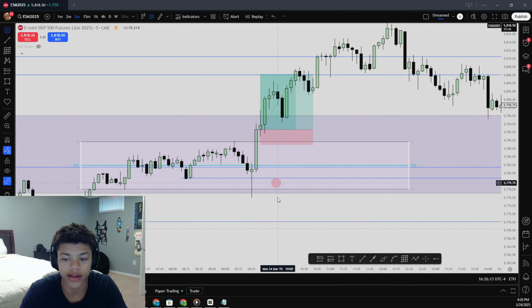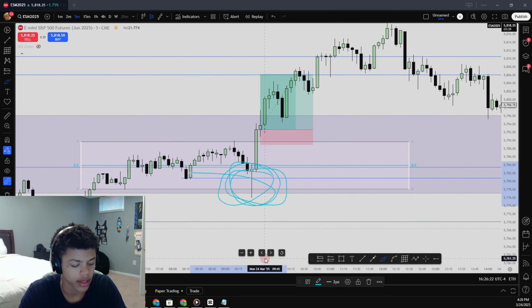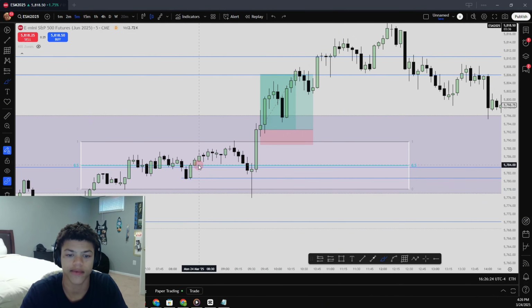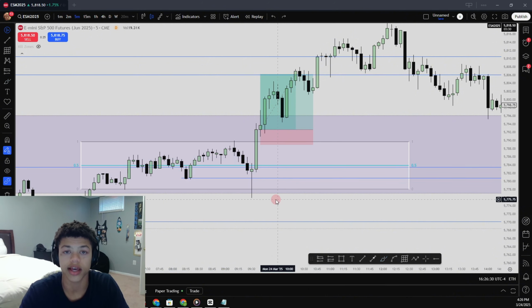Okay, now we come down here. This wick, very clear. My drawing tool, and we are sweeping liquidity. We're sweeping these sell stops or short stops. That is our sweep of liquidity.